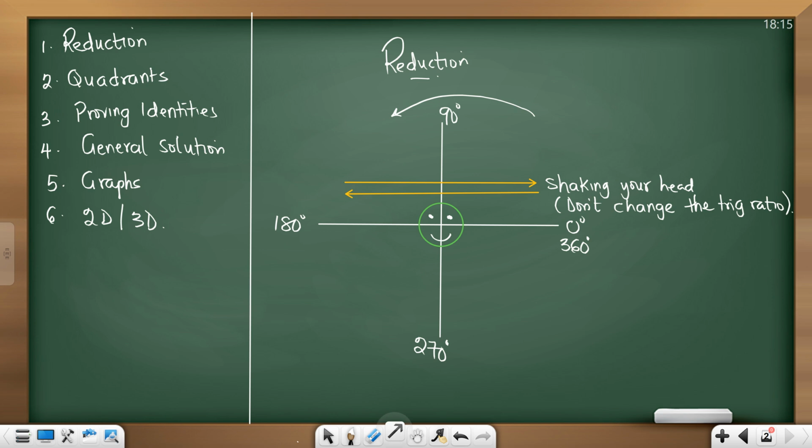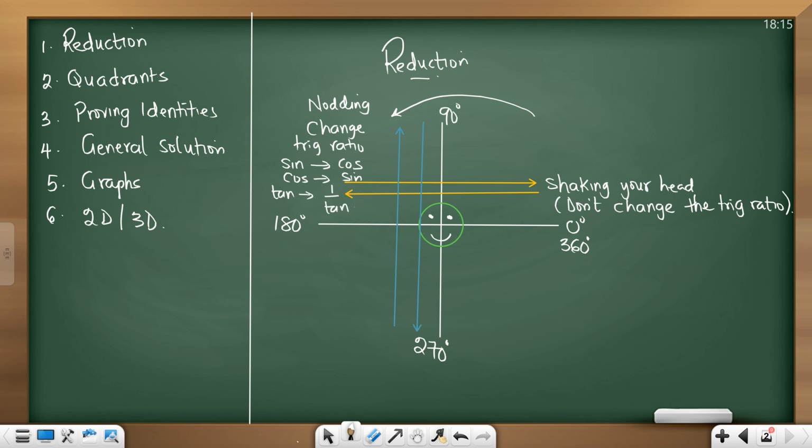But if I am nodding my head, going up and down, what am I saying? Change the trig ratio. This is nodding the head. And if I'm changing, what am I changing? I'm changing sine to what? Cos. I'm changing cos to what? Sine. And I'm changing tan to what? 1 over tan.